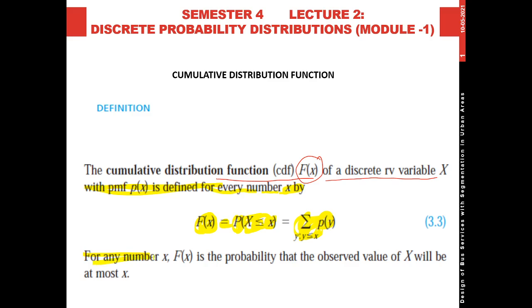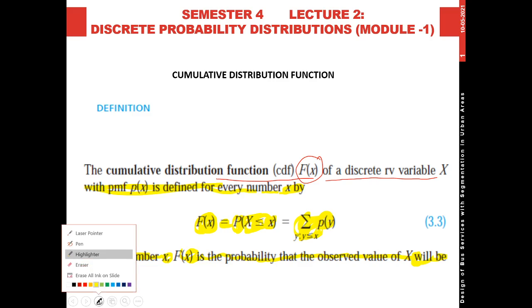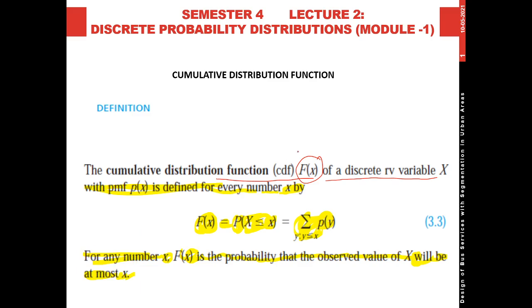For any number x, F of x is the probability that the observed value of X will be at most x. So that is what we call the cumulative distribution function. That is, F of x is simply the probability that capital X takes a value less than or equal to small x. So we will add all probabilities. So we will take an example.